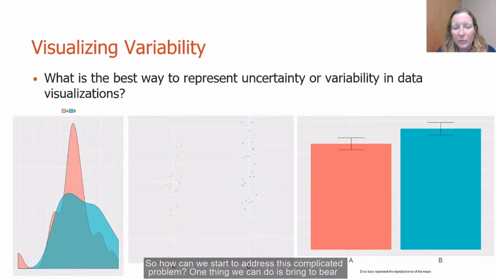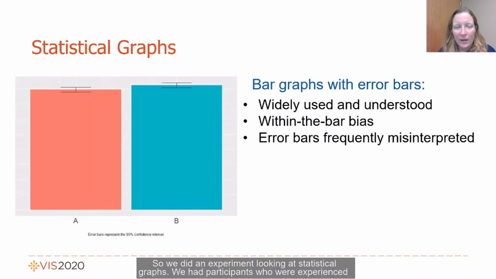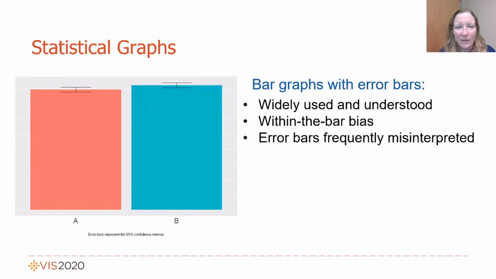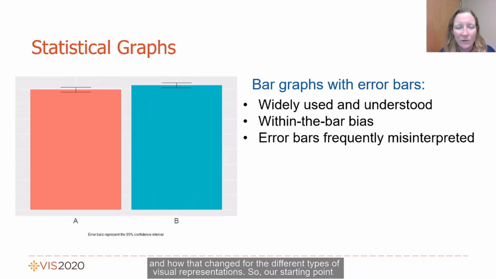One thing we can do is bring to bear research from the cognitive science community in setting up controlled experiments to look at how people interpret the same underlying data sets when they're visualized in different ways. So we did an experiment looking at statistical graphs. We had participants who were experienced researchers looking at the same data graphed in different ways. And we compared how they assessed the differences between the two data sets in the graphs and how that changed for the different types of visual representations. So our starting point was looking at bar graphs with error bars.